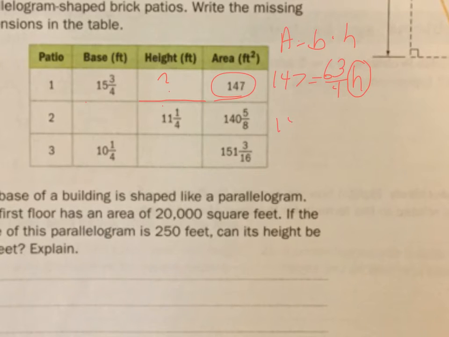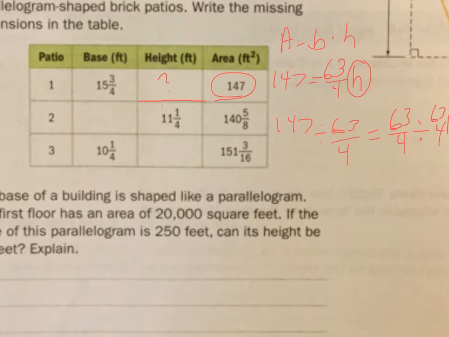So I'm going to do 147 divided by 63/4, and then that equals 63 fourths divided by 63 fourths with the h. Oh, you can barely see that h. Okay, hopefully you understand that the h is there.